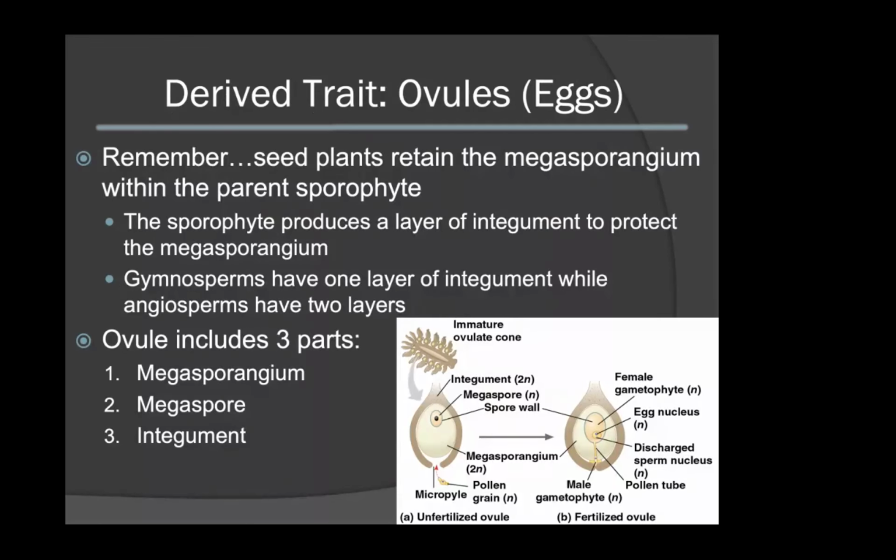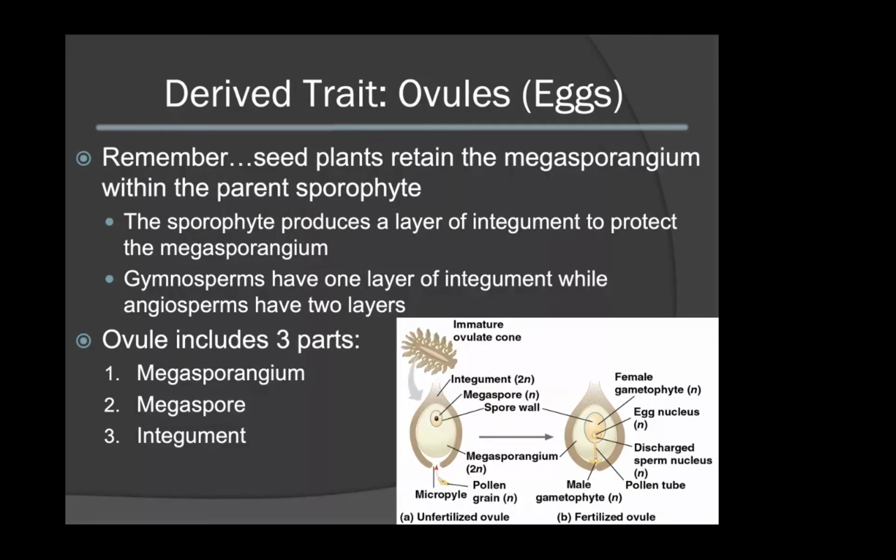We're now going to discuss the next derived trait, the presence of ovules or eggs. Remember that seed plants retain the megasporangium within the parent sporophyte. The parent sporophyte will provide nutrients, and in this case it also provides an important layer of integument that serves to protect the megasporangium.